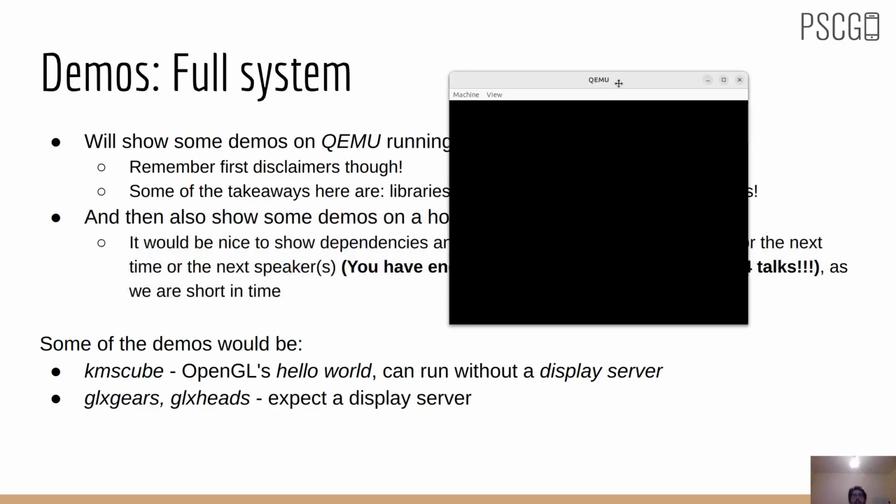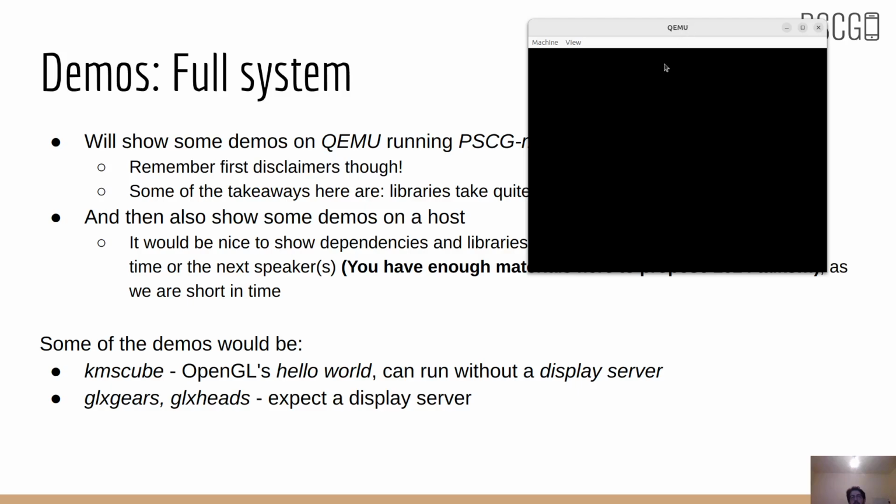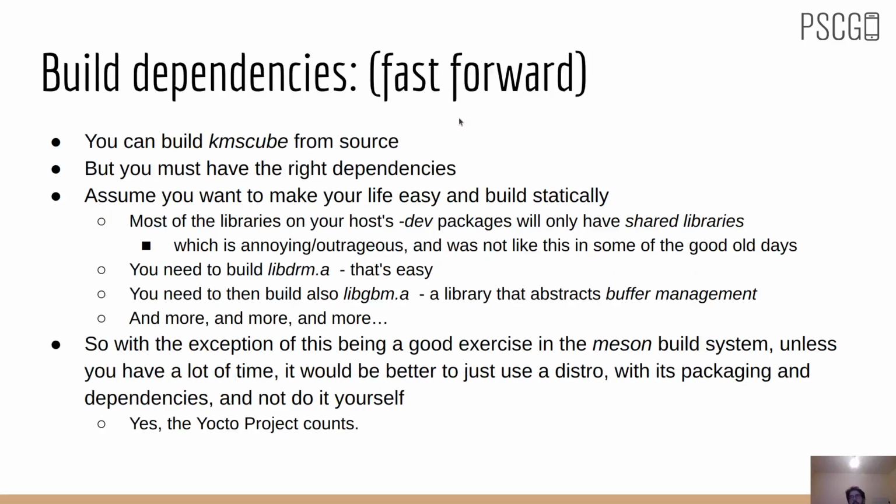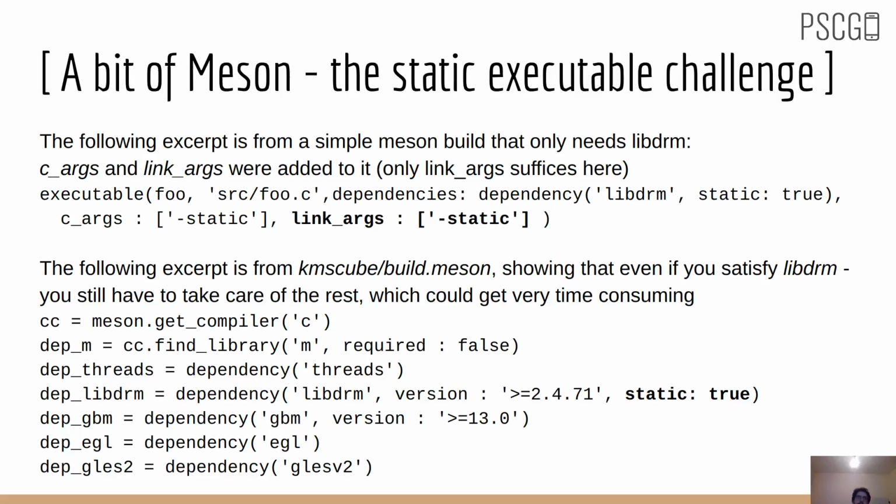So we also show a demo in QEMU of KMS Cube, and this one is actually quite powerful, uses a lot of things. It does not use only libdrm, it uses a lot of things. If we want to go ahead and build KMS Cube from source, we can do it, but building it statically and having all these libraries is not so easy, because you need to build everything else statically, because the dev packages are unfortunately not given to you like this. This is why I use Debian now. You can use Yocto, you can use whatever.